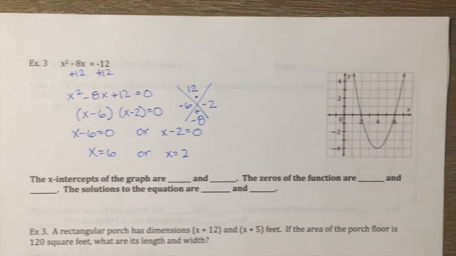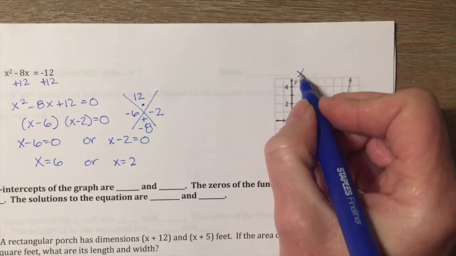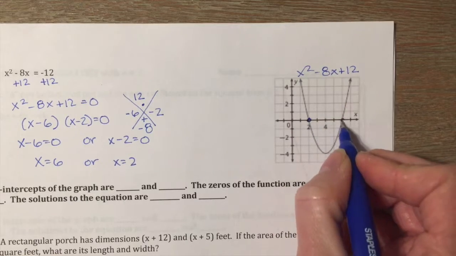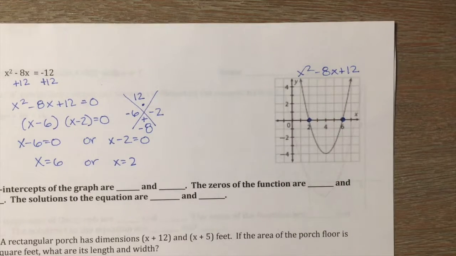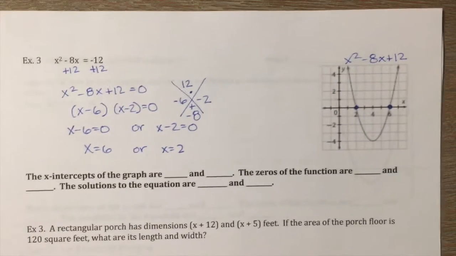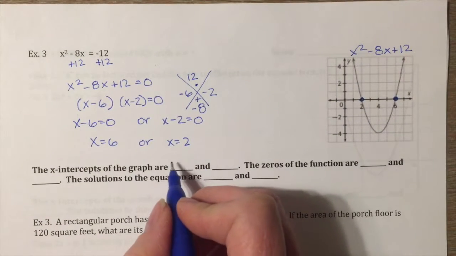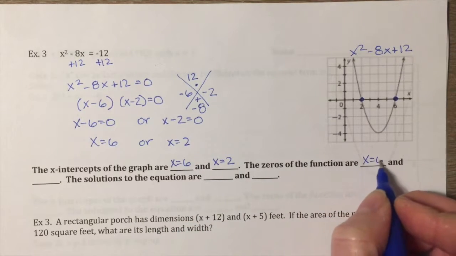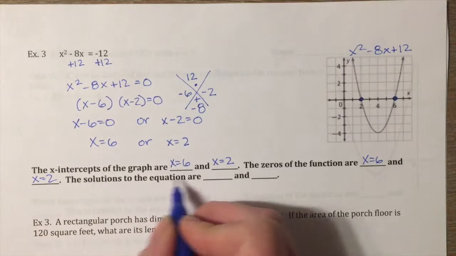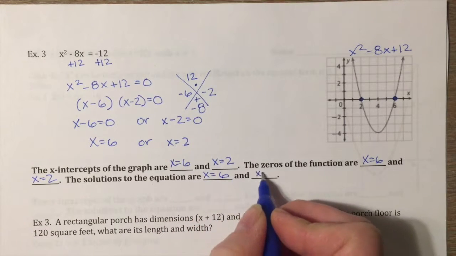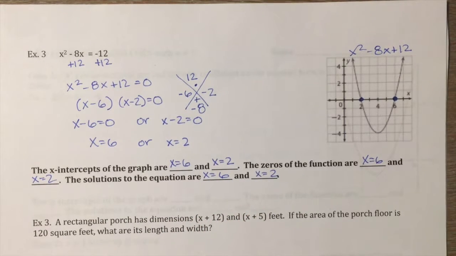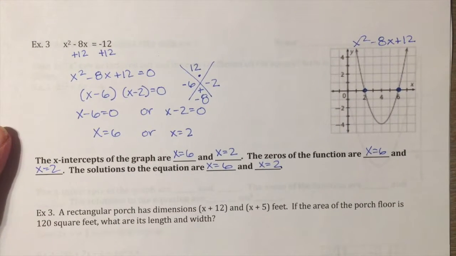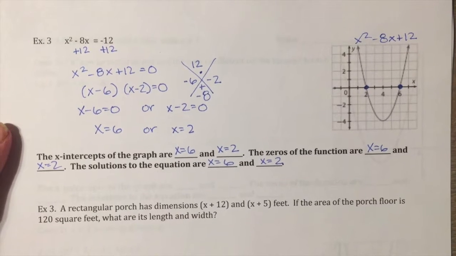Again, I've included a graph of this function. This is the graph of x squared minus 8x plus 12. And notice that the x-intercepts occur at x equals 2 and x equals 6. So let's take a moment and fill in that our x-intercepts are at 6 and 2. Those are also the zeros of my function. And lastly, they are the solutions to this quadratic equation. These problems will help you do the problems in 8.1.